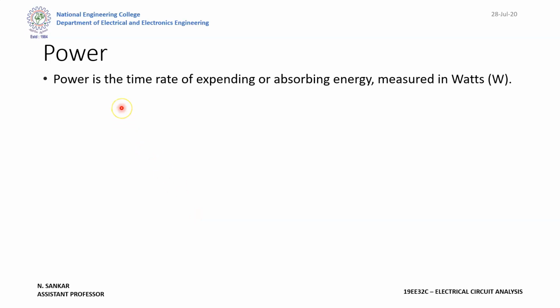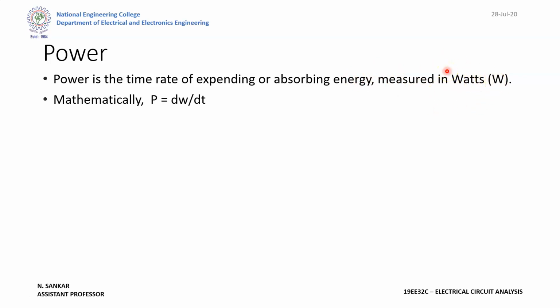The next one, power. Power is nothing but the rate of change of expending energy or absorbing energy. Whether you have to give energy or you have to take energy, it is absorbing or delivering. That energy rate is measured in terms of watts.